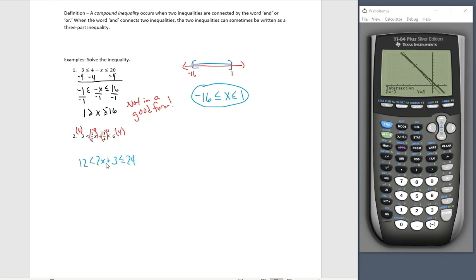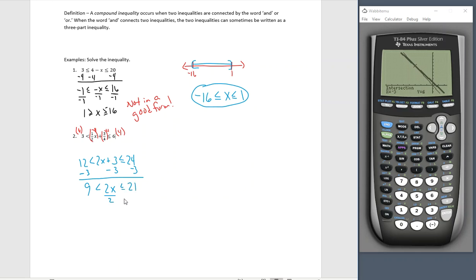At each stage, ask yourself, did I multiply or divide by a negative? No. So my inequality should remain the same. Notice on the left is 12, on the right is 24. Our order for a number line is preserved. Now we can subtract from each part. 12 minus 3 is 9. Less than 2x, less than or equal to 21.